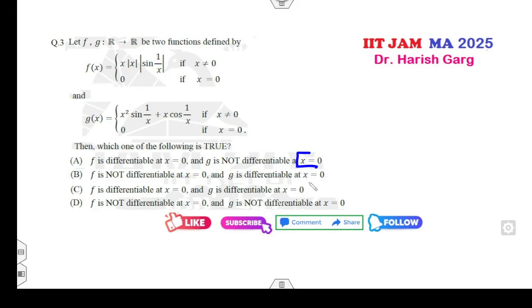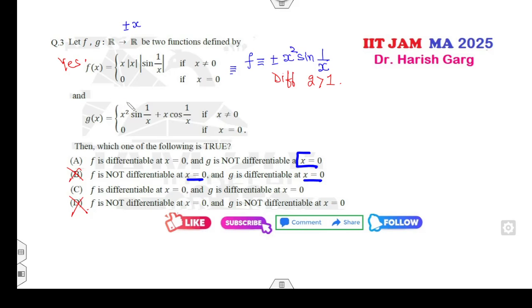All your questions are about x equal to 0. How can you check that? The first function becomes mod of x. Mod x is either plus x or minus x. So I can say this term is x square sine 1 over x. Is it differentiable? Yes, because 2 is greater than 1. So f is differentiable, so options B and D are cancelled.